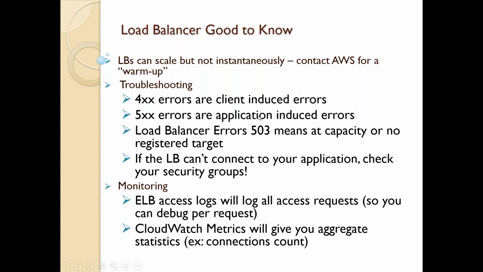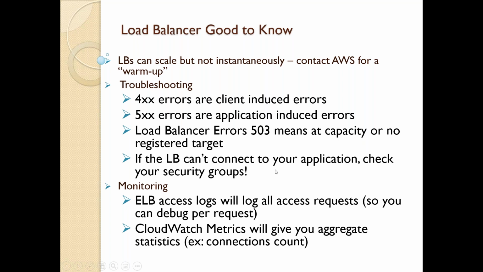Load balancer error 503 means at capacity: either your load balancer has reached the capacity or there is no registered target behind the load balancer. So for both of these things, it will throw 503, and you will need to go and check whether the capacity is there or all the targets are healthy and everything is there, right? You need to go and check.